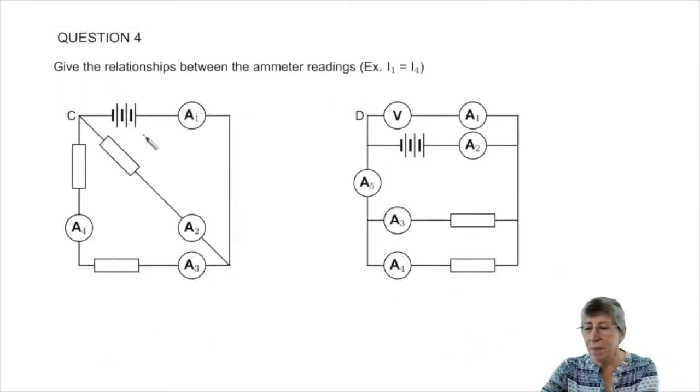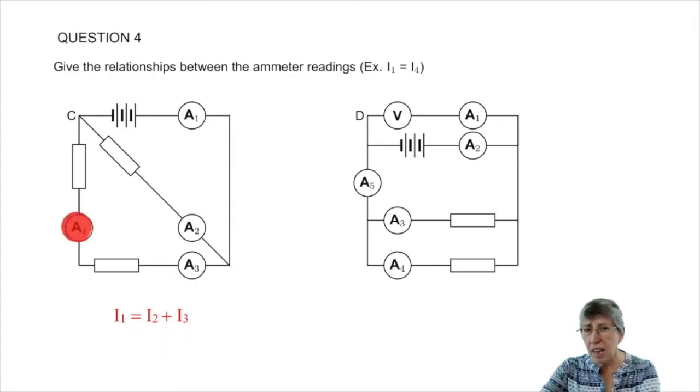With number C, A1 is going to have the biggest current because the whole current is traveling in that wire. That's the series part of the current. And then over here, it's splitting up into 2 parts. So when you want to work out the total series current, you are going to add those 2 parts together.